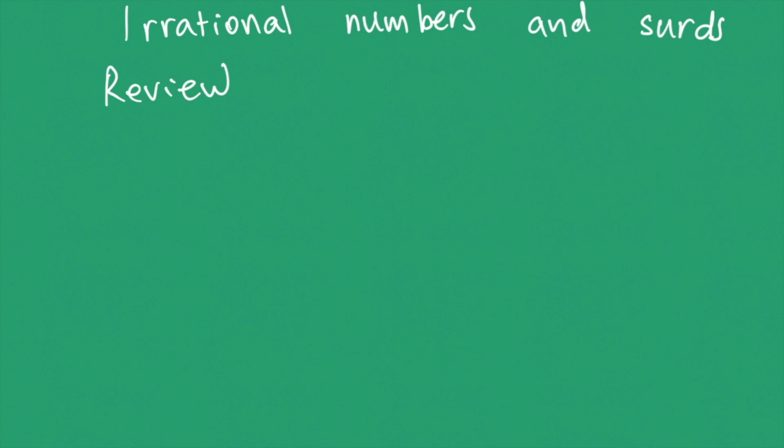Okay, now for the final part of revision, let's recall the concept of rational numbers. A rational number is a number that can be written as a fraction p over q, where p and q are integers and q does not equal 0. All integers are rational numbers. For example, 3 equals 3 over 1.